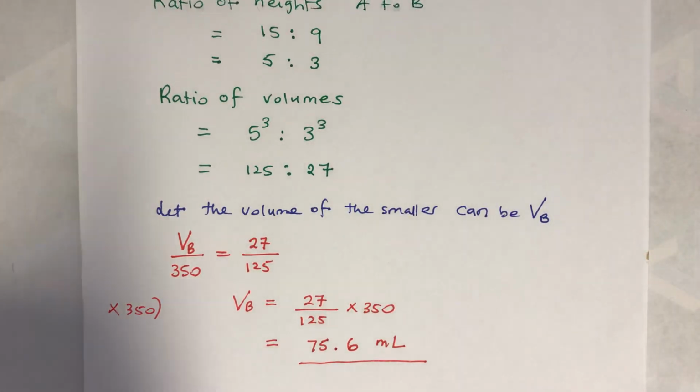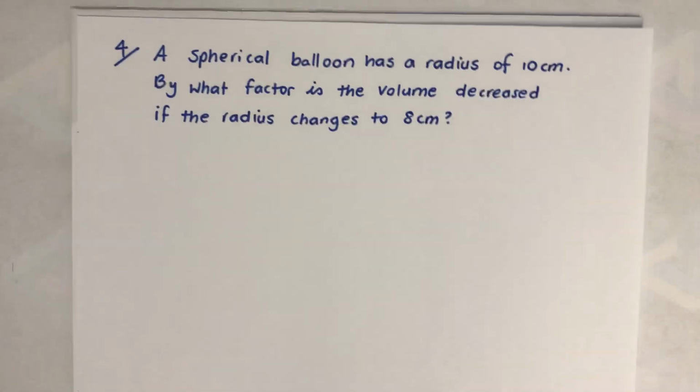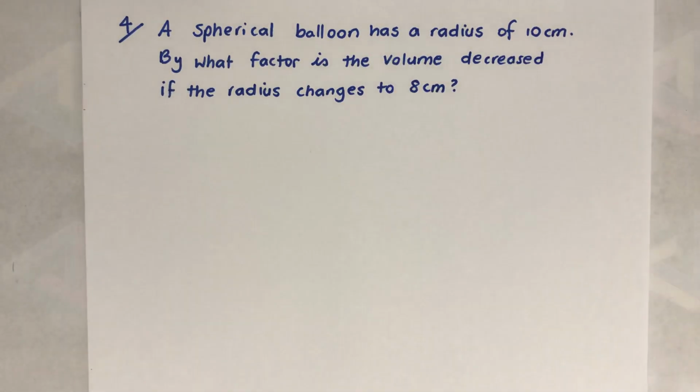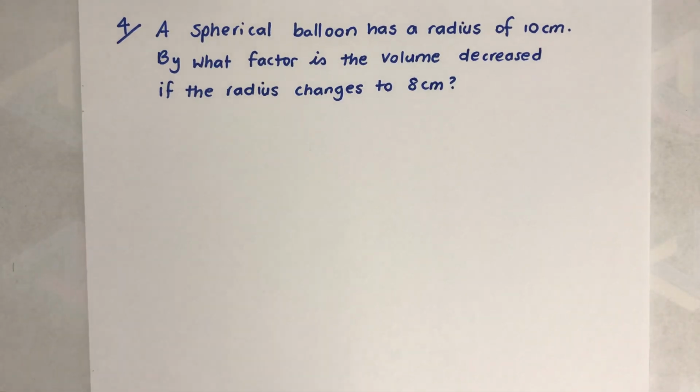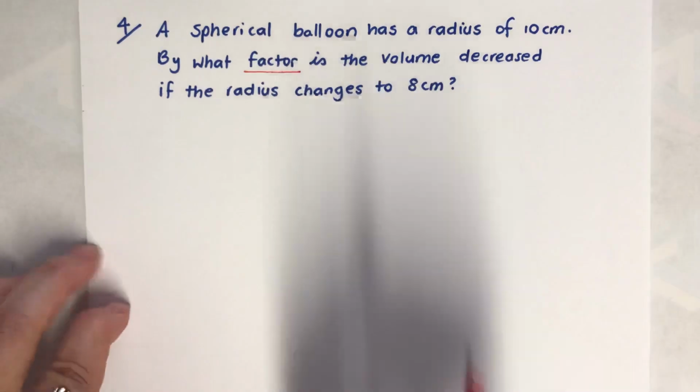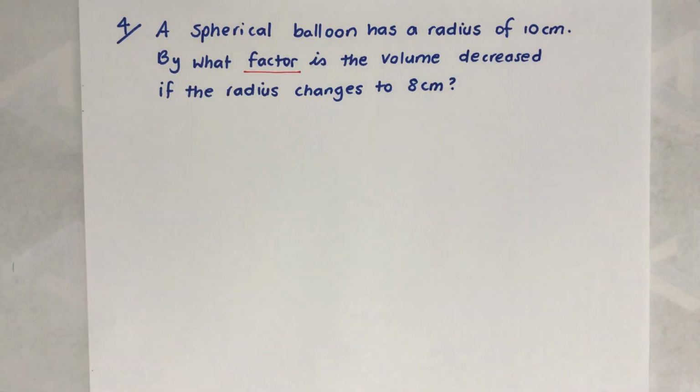Okay, the last question is: a spherical balloon has a radius of 10 centimeters. By what factor, which is the number you multiply by, is the volume decreased if the radius changes to 8 centimeters? It could be a value or a fraction, most likely a fraction because we're dealing with ratios. It says decrease, so the balloon will be getting smaller.